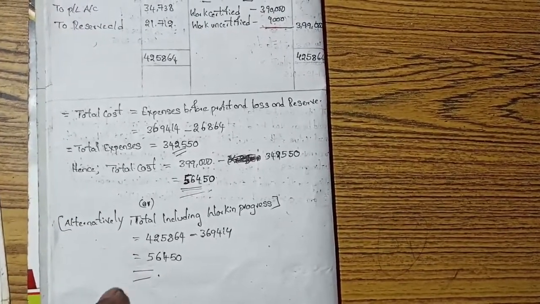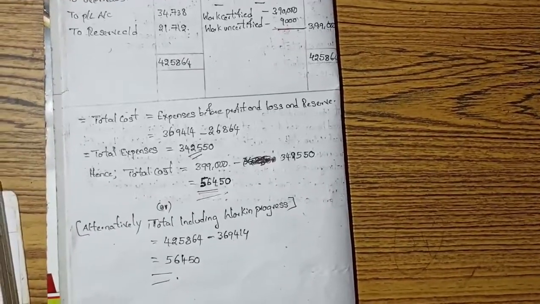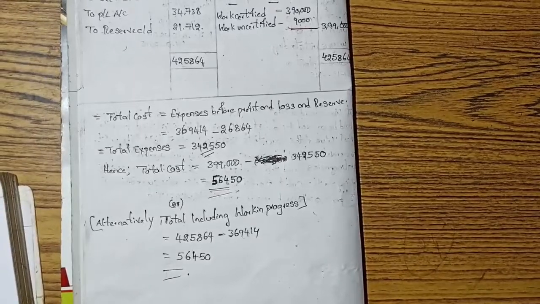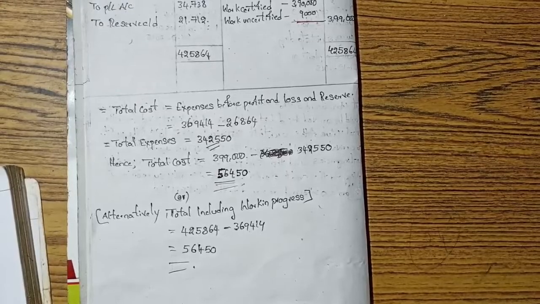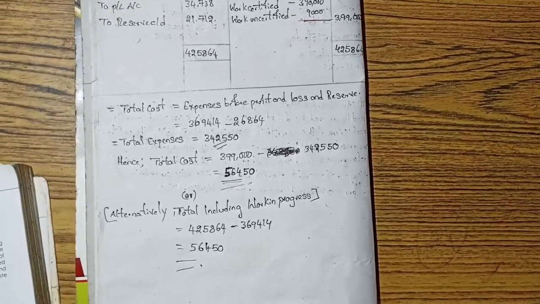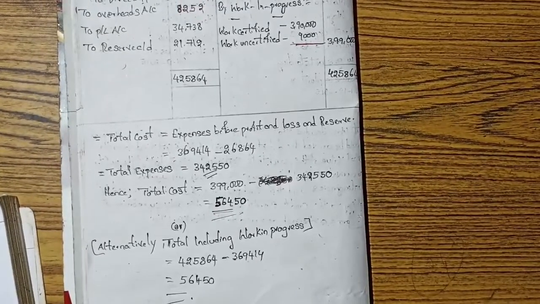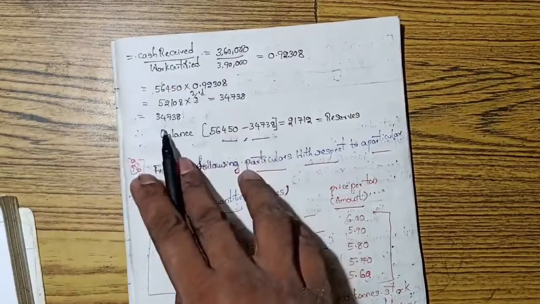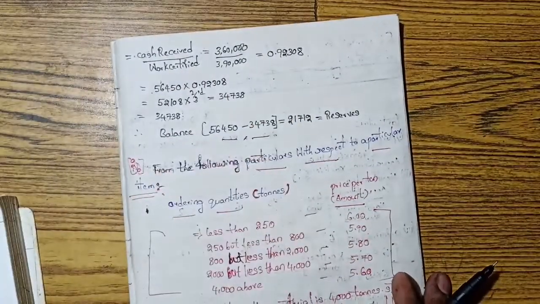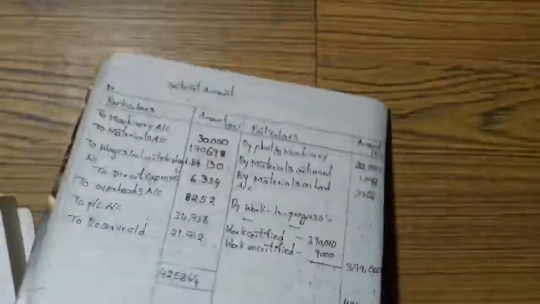Alternatively, total including work in progress. Total in work in progress. So add it: 4,25,864 minus 3,69,440. We got 56,450. Like this, we can also apply it. Now we calculate work certified, cash received divided by. So 2/3 of profit will be taken. Balance is reserves, so transfer to the reserve. Okay, problem is clear.